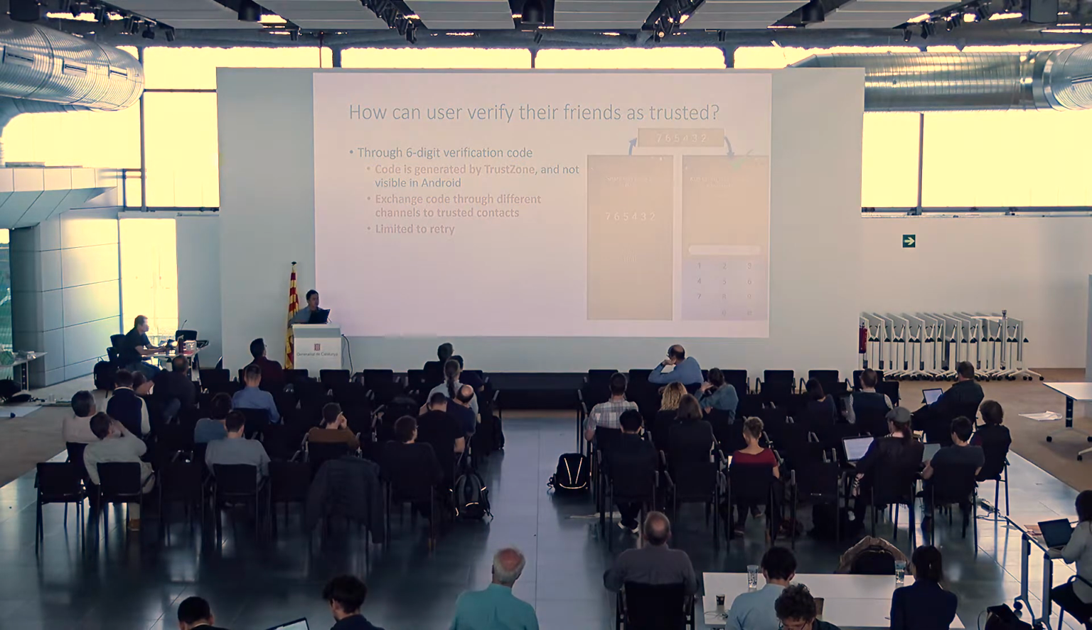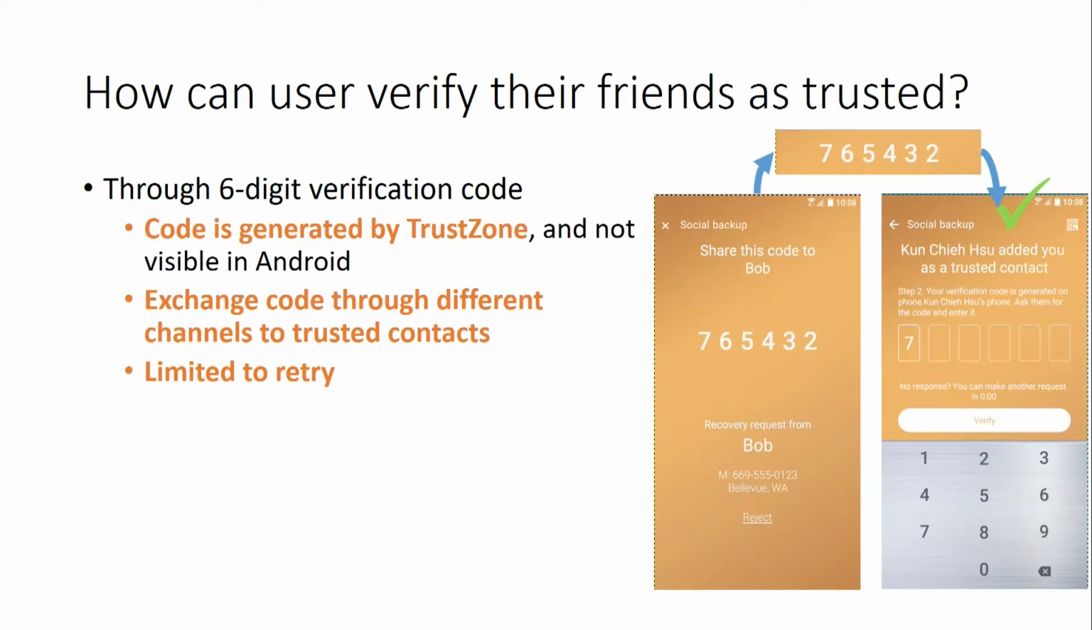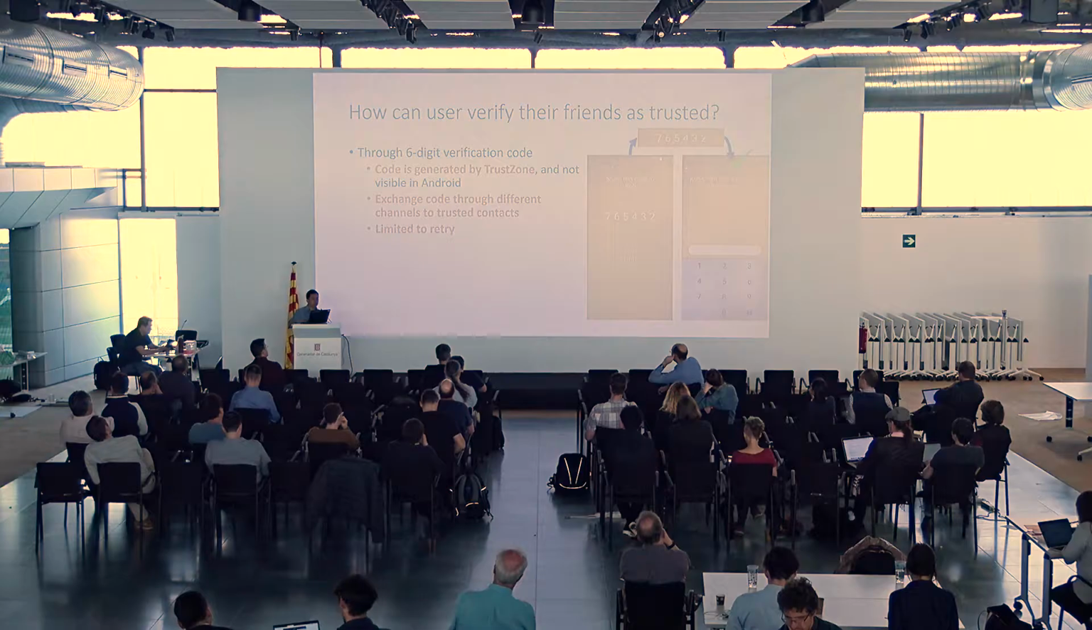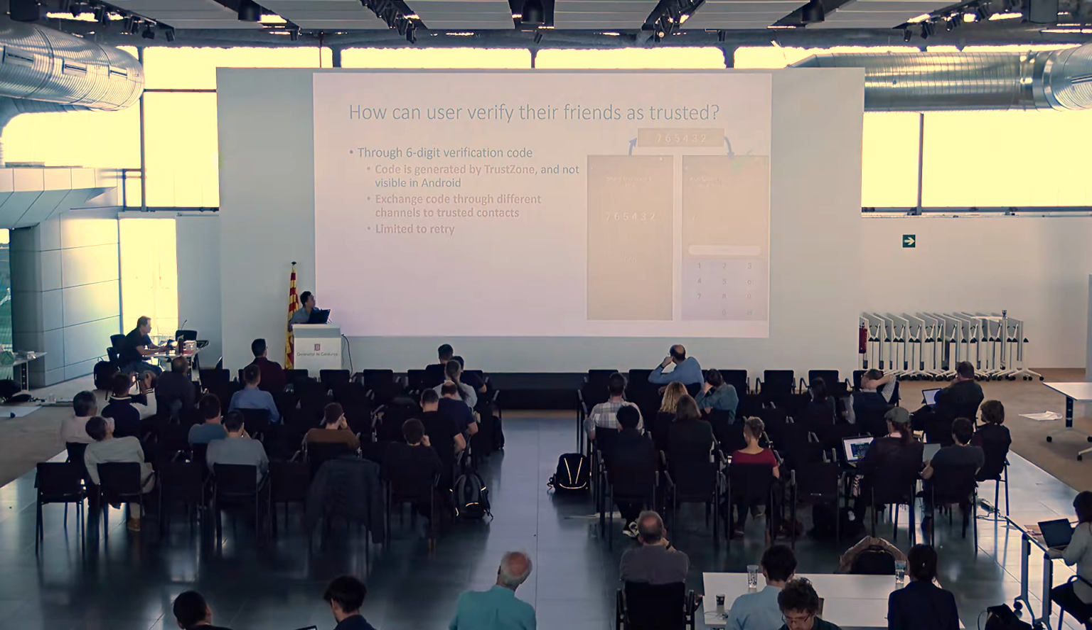So there's a question of how users can verify their friends as trusted. So here we use a 6-digit verification code. The verification code is generated by the trust zone, and also shown by the hardware. So you just need to find a way to tell your friend the 6 digits. Either you just show him a screen, or you can call him, or you can send an SMS text to him. So your friend just easily types the 6 digits in the app. That's done.